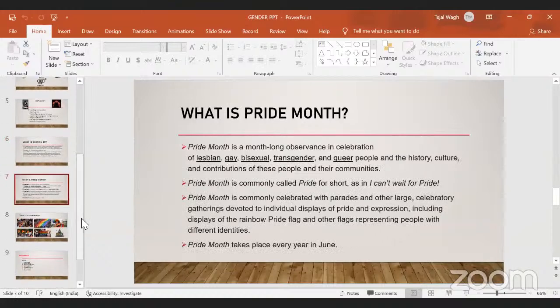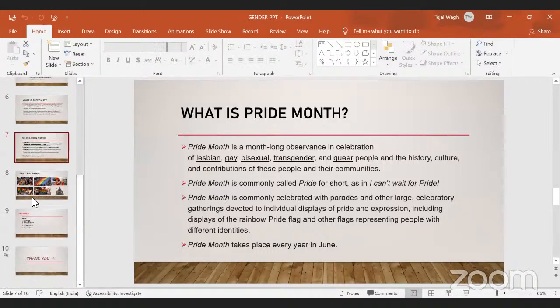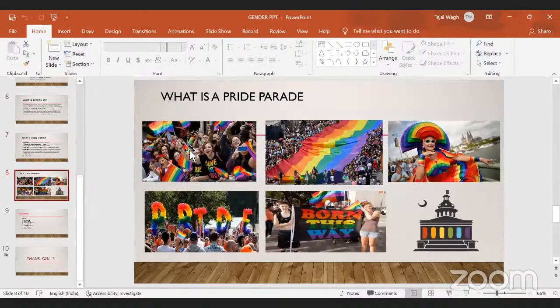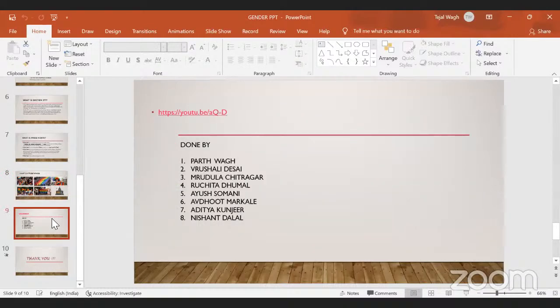Then this slide is about Pride Month. In June every year, there is an occasion for these kinds of community people. They celebrate Pride Month. There are lots of parades, and lots of people around the world participate in these parades. What Pride Month means is they are proud of themselves, of what they are. These are some of the pictures about Pride Month. You can see this is a flag which the LGBTQ community represents. And this presentation is done by me, Rushali, Mrudula, Ruchita, Ayush Somani, Avdut, Aditya Kunjir, and Nishant. Thank you.